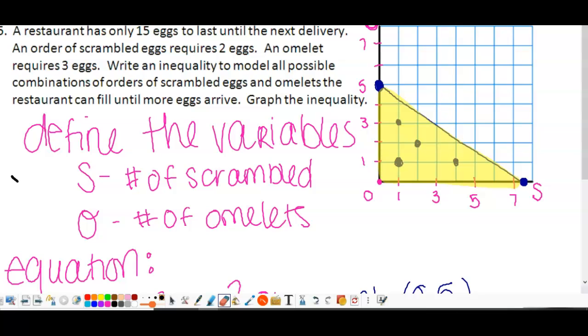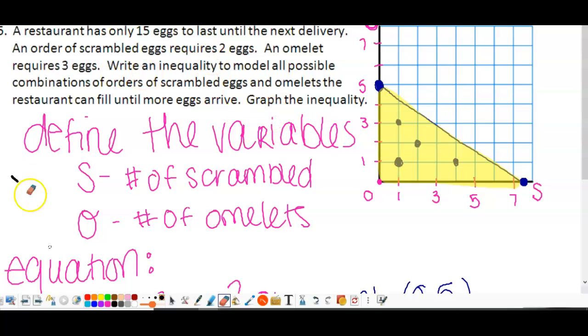Alright, so may I use more than 15, or do I have to use less than 15? Perfect. So my equation is going to be less than or equal to 15. But 15 needs to be the bigger of them.